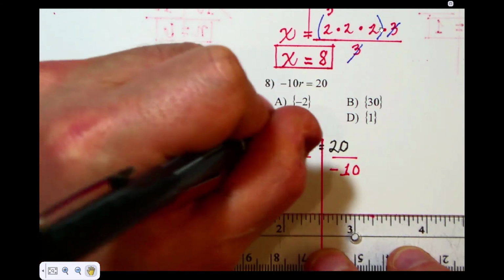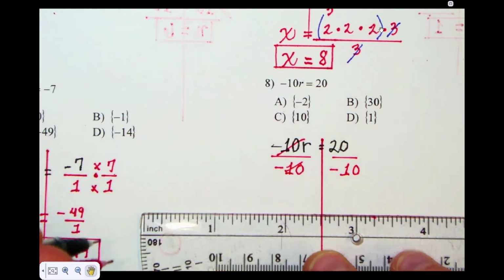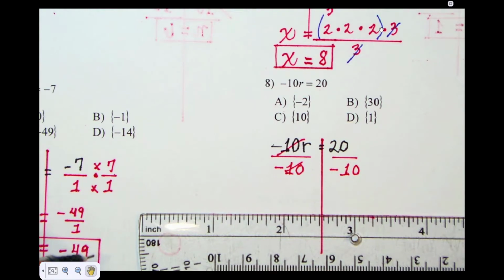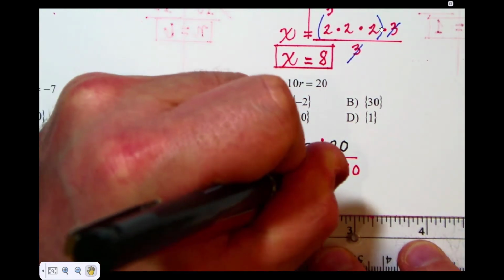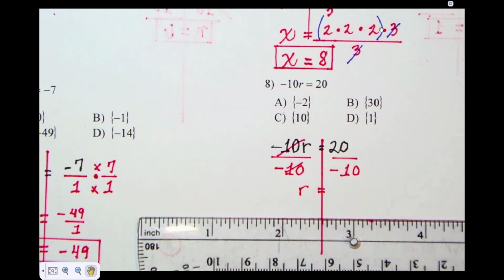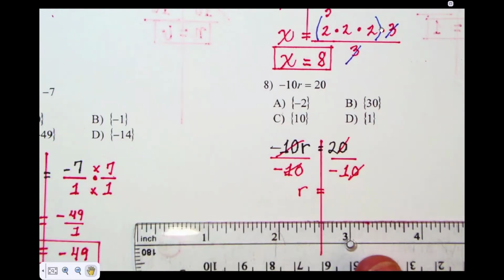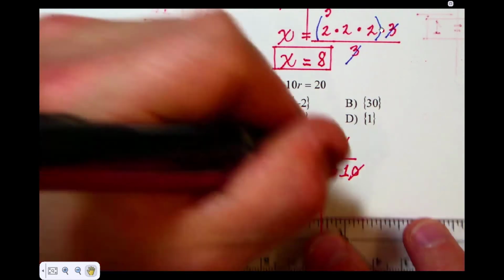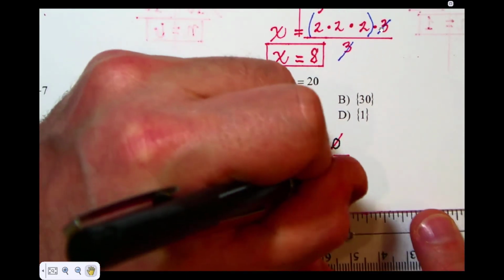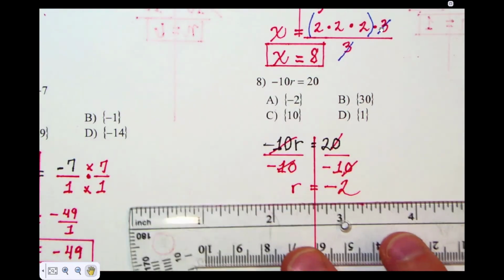Well, that cancels here and here. And we have r equals, well, 20 divided by negative 10. You can cancel the zeros. That doesn't really mean anything, but it makes it easier. It's 2 over negative 1, which is negative 2. Okay? Negative 2. Most people got that one right.